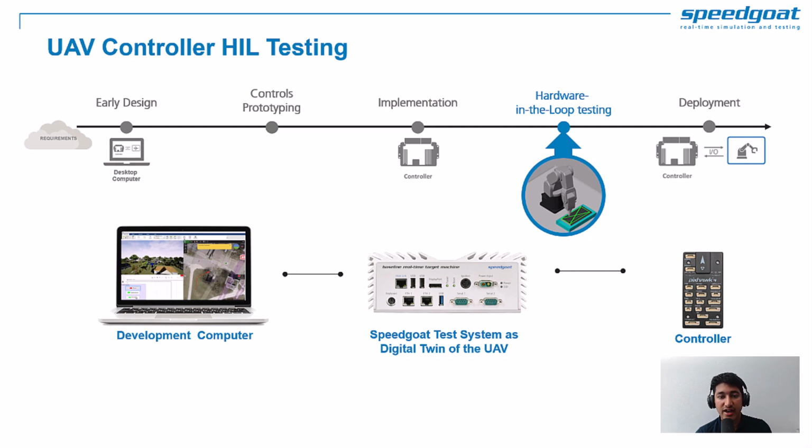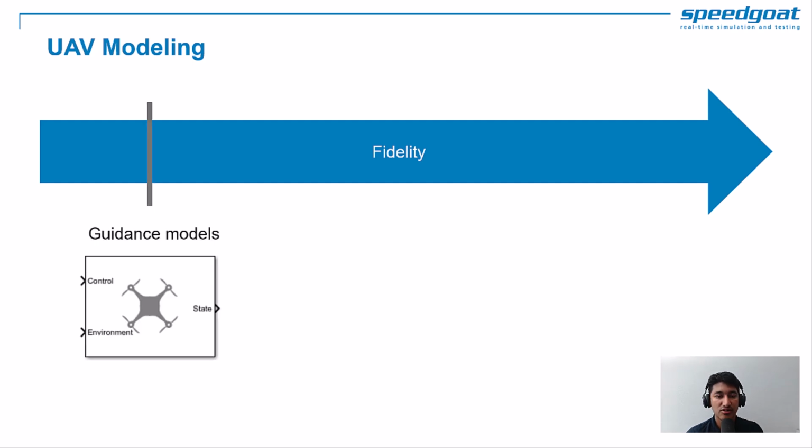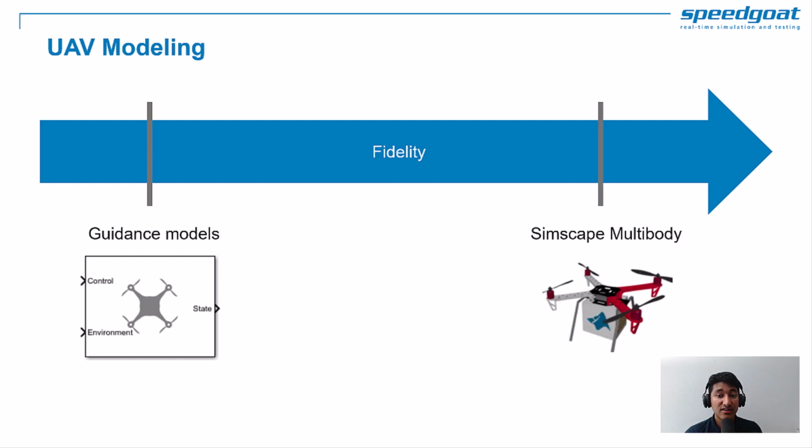After this, you would like to test your UAV controllers in real-world scenarios that can be simulated. To model the UAV in Simulink, you can start by using one of the guidance models for a reduced order model of the UAV, or you can have a high-fidelity physical UAV model using Simscape Multibody. The next step would be to build real-world scenarios that can help you test the UAV controller.